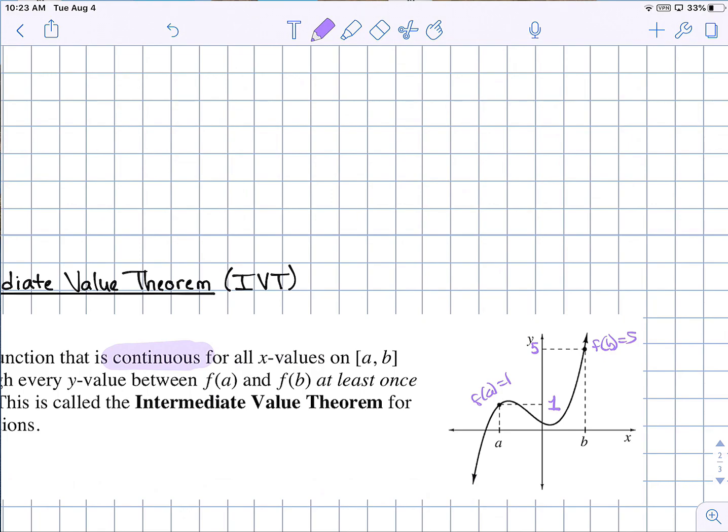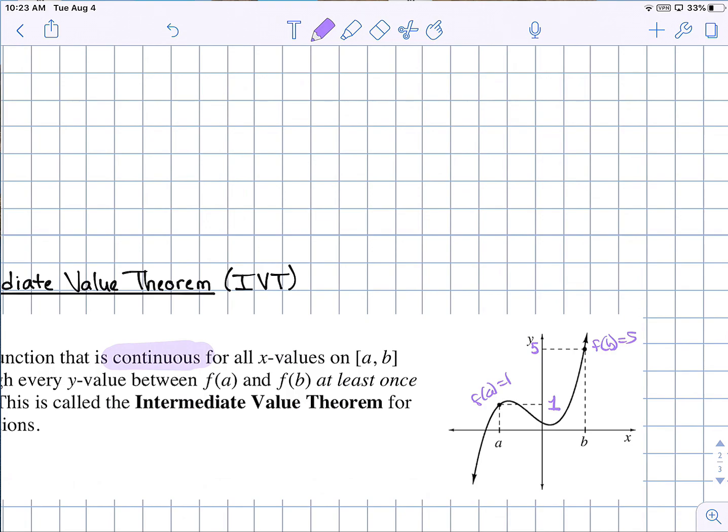Let's think about that again. Since this function is continuous, if f of a is 1 and f of b is 5, f of x must have a y value at every single point between 1 and 5. And that makes sense because this function is continuous. There will not be any point where the limit doesn't exist, where the point doesn't exist.